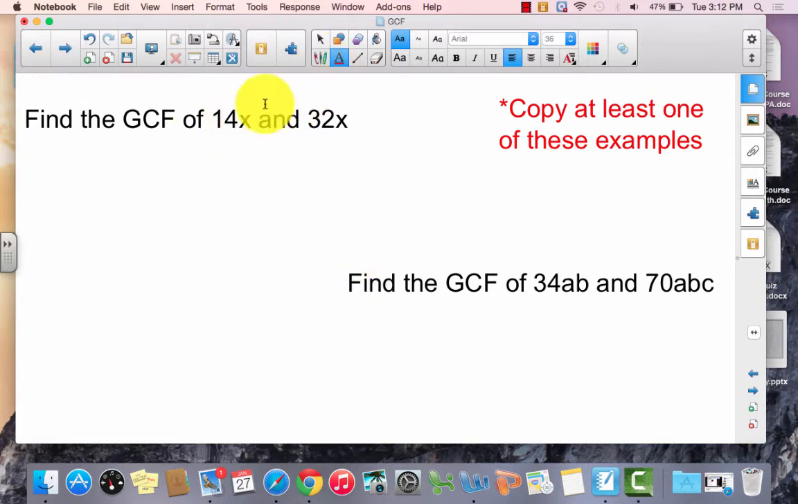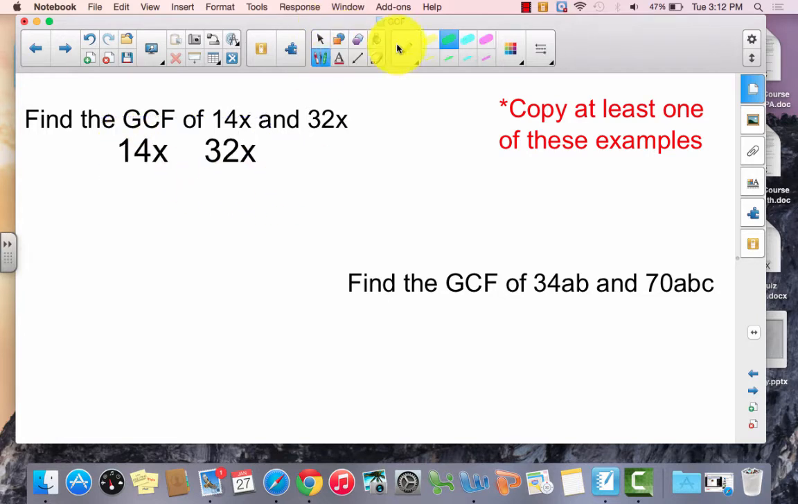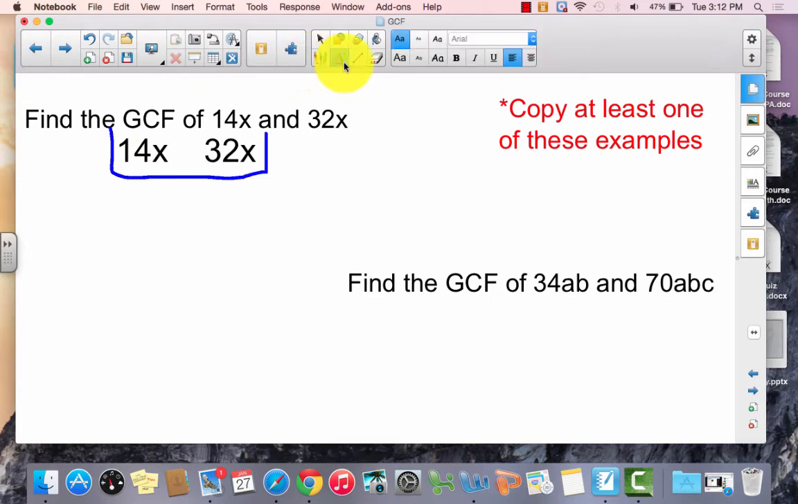I know it sounds a little wacky, but we're going to find the GCF of these monomials. And the cool thing is I start off just the way I did before. I put the two terms in the top of the cake, and we draw our first layer. And I'm actually going to ignore the variables at first. Looking just at my numbers, 14 and 32, I know that they're both even, so I'm going to divide them by 2. 14 divided by 2 leaves me with a 7. 32 divided by 2 leaves me with a 16.